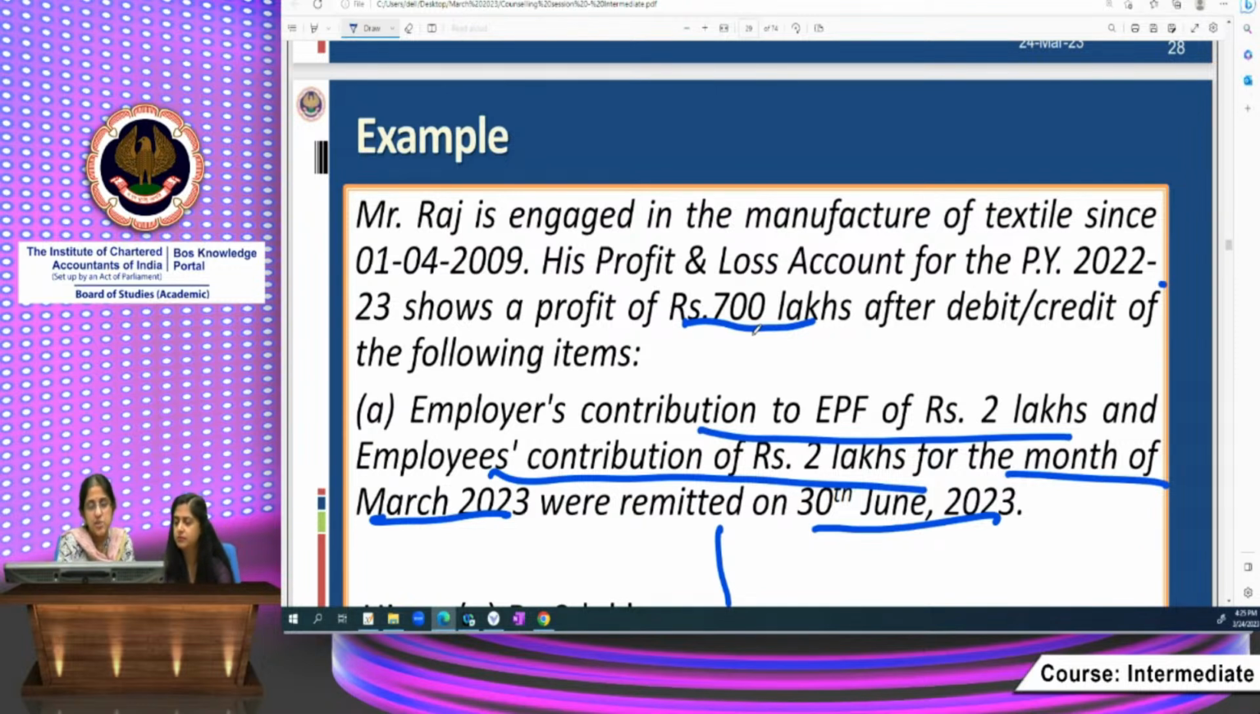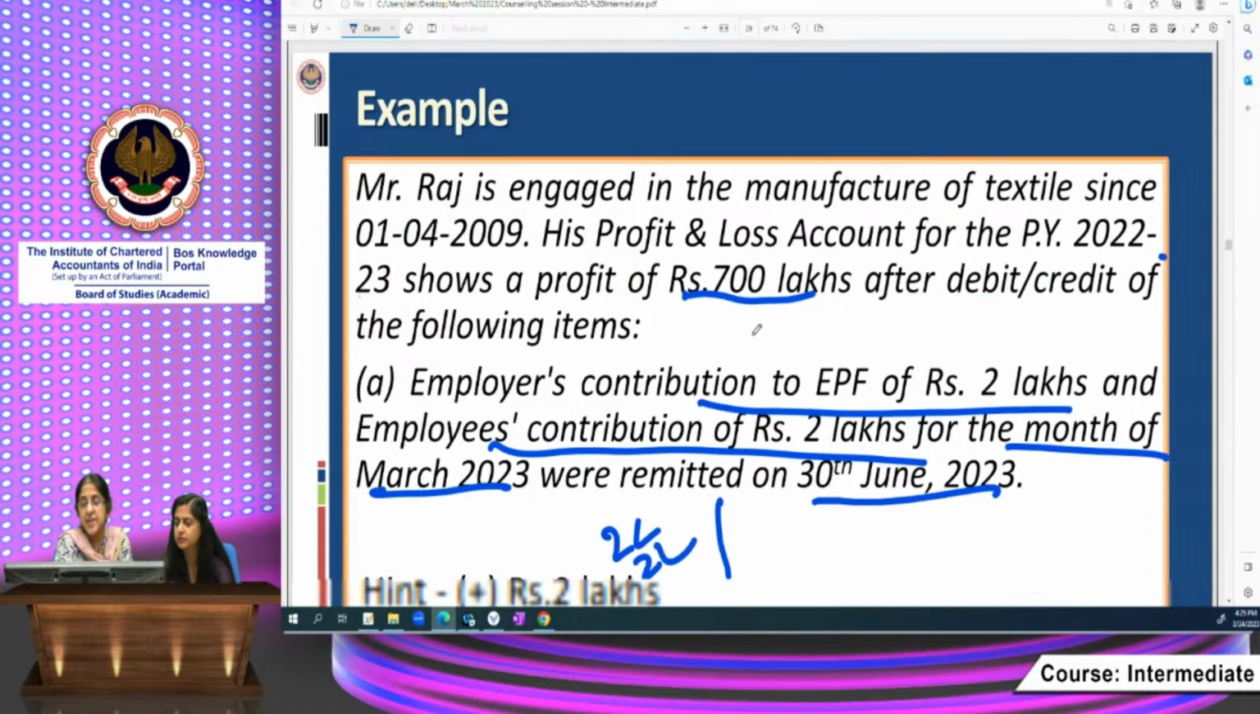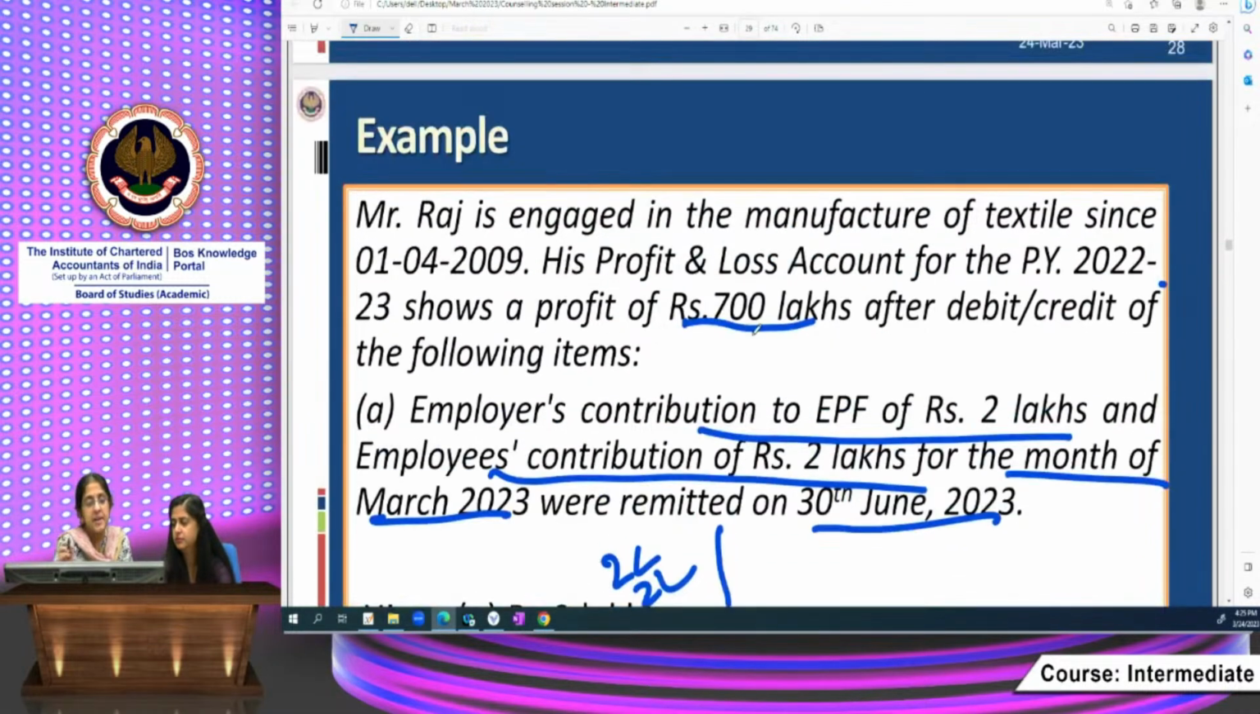So what all has been remitted? First, I have to presume that both have been debited, because it's given after debit and credit of the following items. For employee contribution, first you will treat it as your income, thereafter you will provide for a deduction also. First you have to give the credit, then only the debit is possible. The statement says after debit and credit, so both have been given effect to for employee's contribution. For employer's contribution, it's straight away only the debit. So this is the accounting transaction. But what happened? Both were remitted only on 30th June.